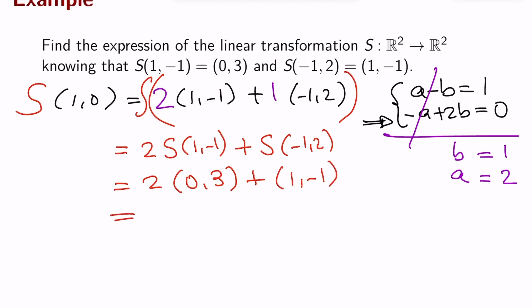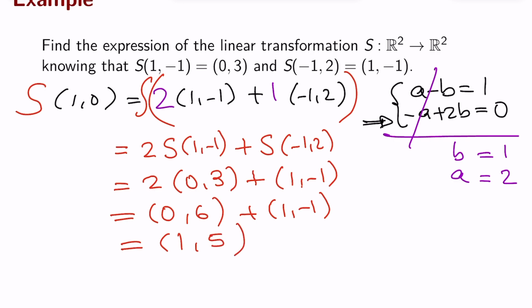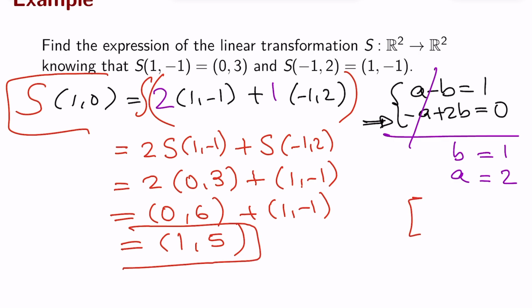Then let's do the operations here. This is 2 times 0 is 0, 6, plus (1, -1). Let's add these two vectors and we get 0 plus 1 is 1 and 6 minus 1 is 5. So we got that S of (1, 0) is (1, 5). So we know then that the first column of our matrix is going to be (1, 5).